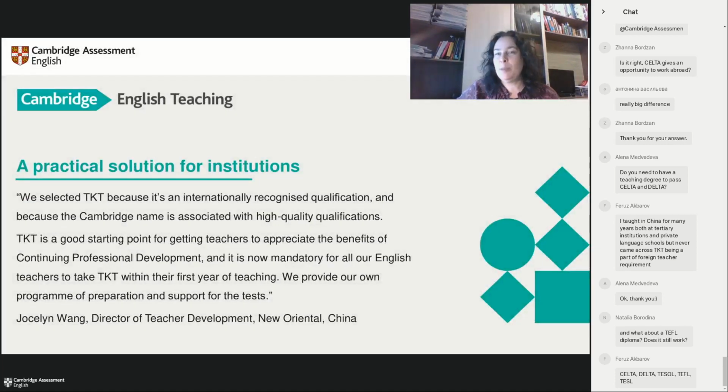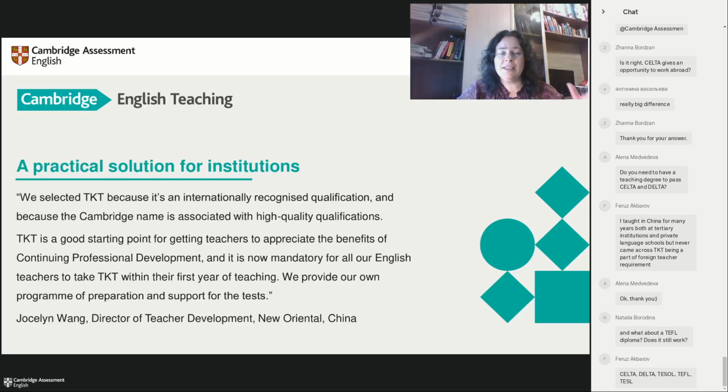Many educational establishments, as I have already mentioned, recognize this qualification and they encourage their teachers to take TKT, to prepare for TKT, and quite often they even organize in-house trainings for their teachers, because that's how they can demonstrate to their customers and clients, consumers if you want, good quality of the services.